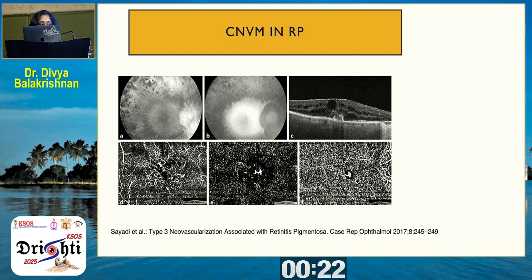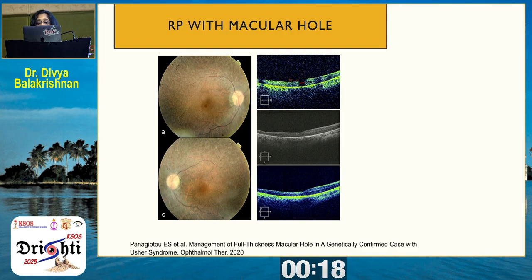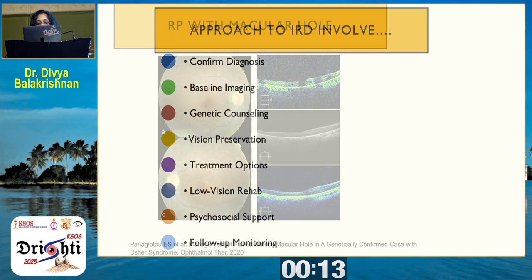So this is one of the cases with IRD with CNVM. So you treat them with anti-VEGF injection. This is a case of macular hole. So you can take the patient for macular hole surgery.